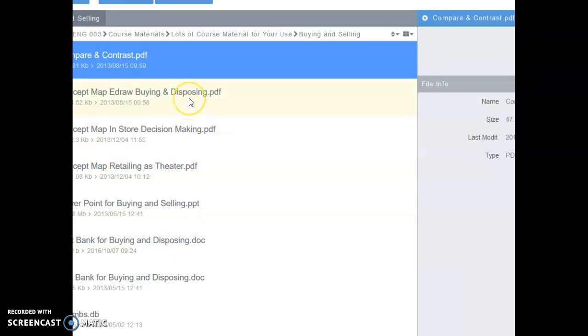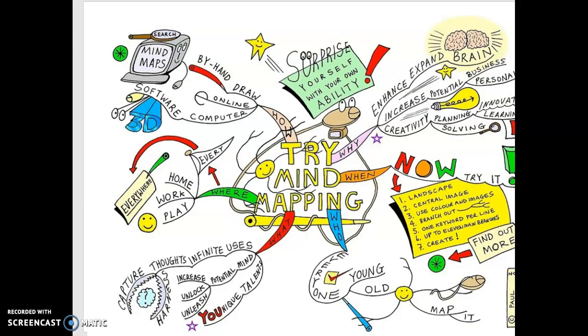I want you to mark and annotate two sections: in-store decision making and retailing as theater. Retailing as theater starts on page 56 and ends on 58. And then in-store decision making is from 58 through 61. Okay. So your homework is to mark and annotate those two sections. They are retailing as theater, page 56, and in-store decision making, 58. That's all I want you to do. I don't want you to do any of the steps of concept mapping just yet, because you need to have an understanding of those two sections before you can concept map it.